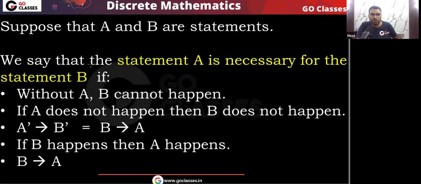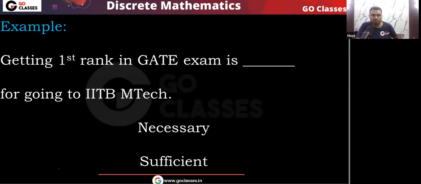Very simple. A is necessary for B. Finally, you will write like this: B implies A. Is this clear? This is the conclusion, that A is necessary for B, we will write like this: B implies A. Or you can write like this, that if A does not happen, then B does not happen. Is this clear? Simple. Now let's move on.